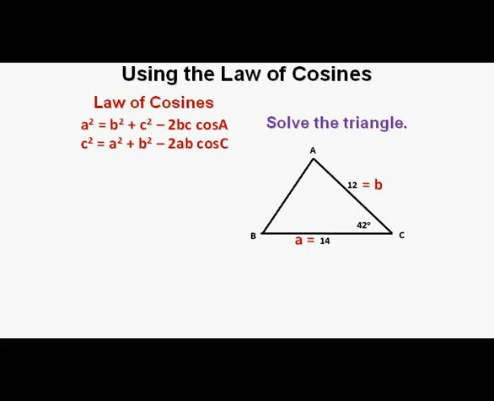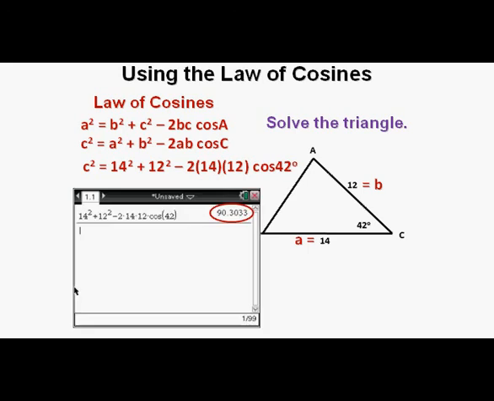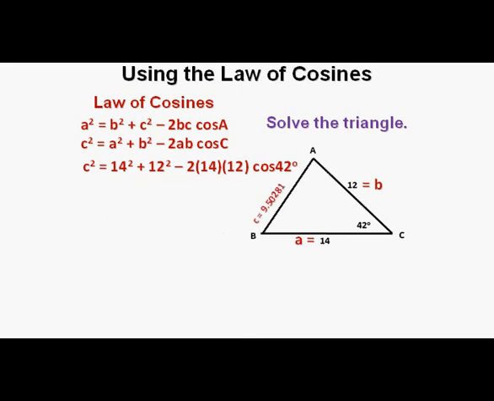Here's what we'll be entering with the numbers. C squared equals 14 squared plus 12 squared minus 2 times 14 times 12 times the cosine of 42 degrees. And here it is entered and calculated in the calculator. We have to remember that this number is side C squared. And to find C, we take the square root of this number, so side C is about 9.50281 units in length. And here's side C labeled in the triangle.